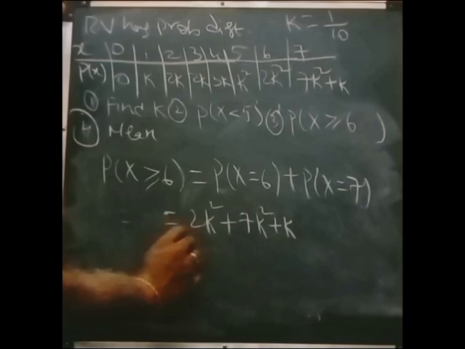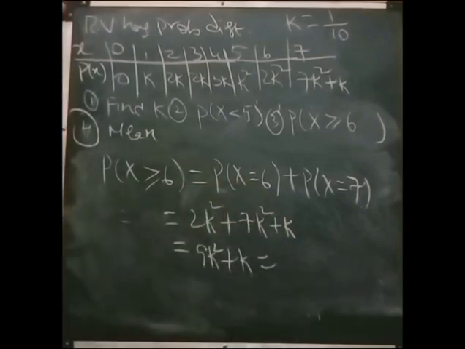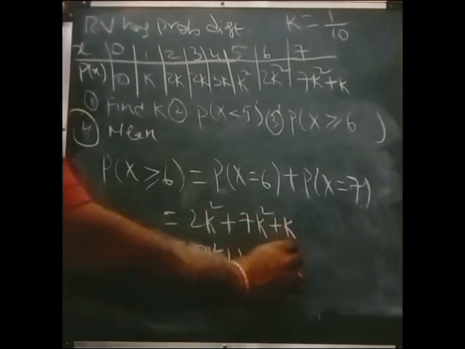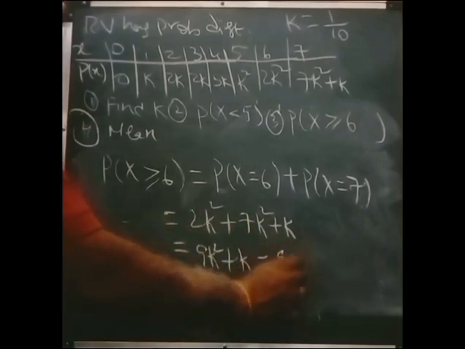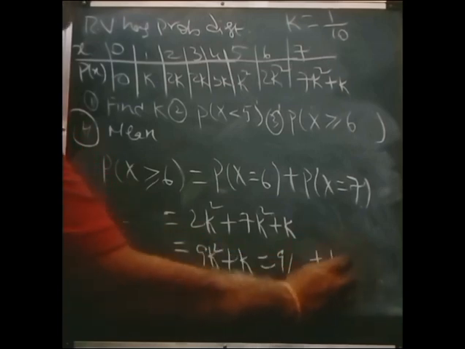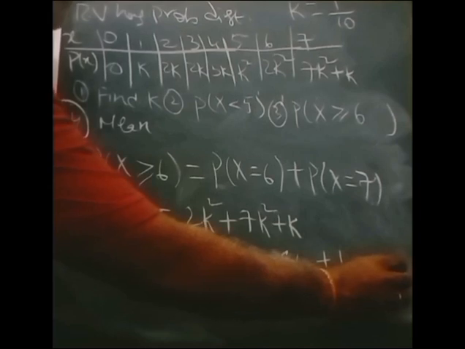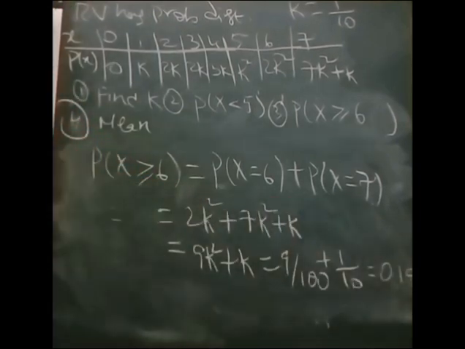And this is nothing but 9k square plus k. So 9k square, 9 into 1 by 10 whole square, that is nothing but 9 by 100, plus 1 by 10. So by taking the LCM of 9 by 100 plus 1 by 10, we get 0.19. So this is the corresponding probability of the random variable x greater than or equal to 6.